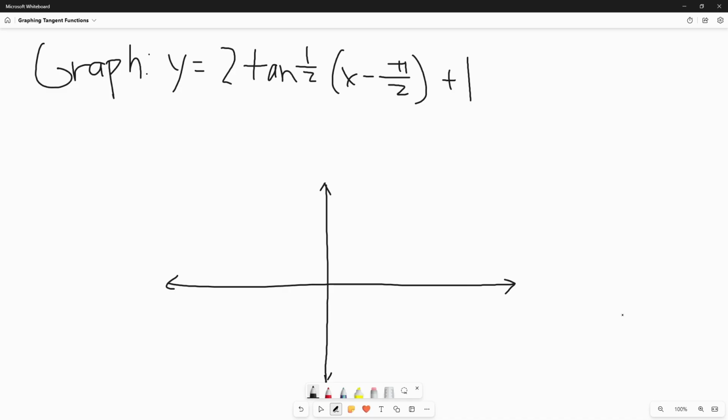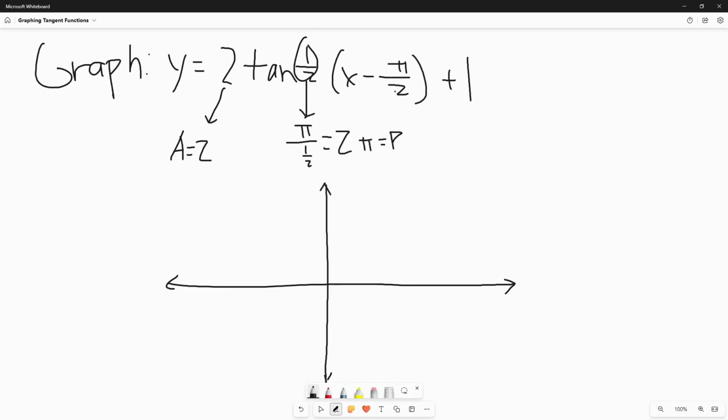So first, let's look at what all these numbers mean. The 2, as we know, means the amplitude is 2. So amplitude equals 2. This 1/2, we can find the period by using this 1/2 by doing pi over the number, which is 1/2, and it's 2 pi. That equals the period.